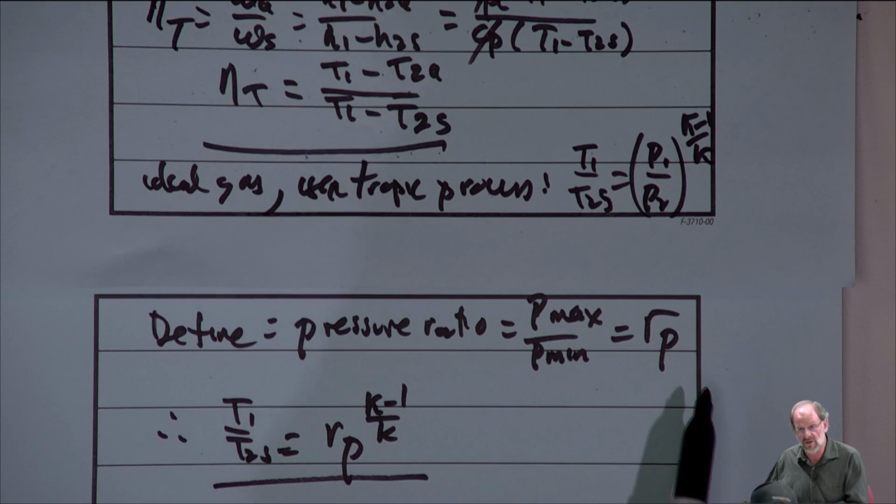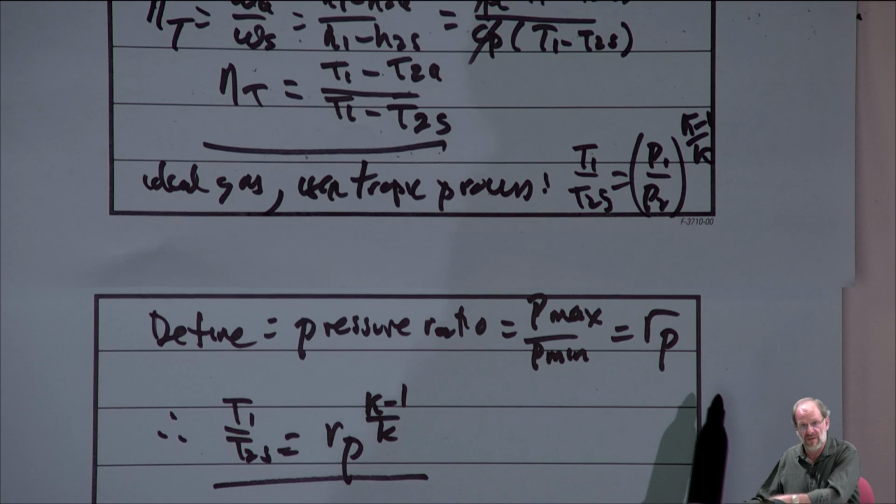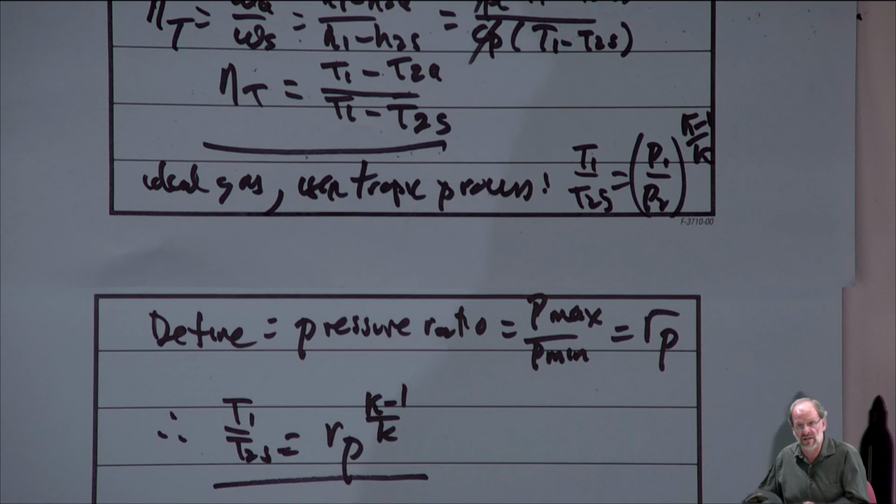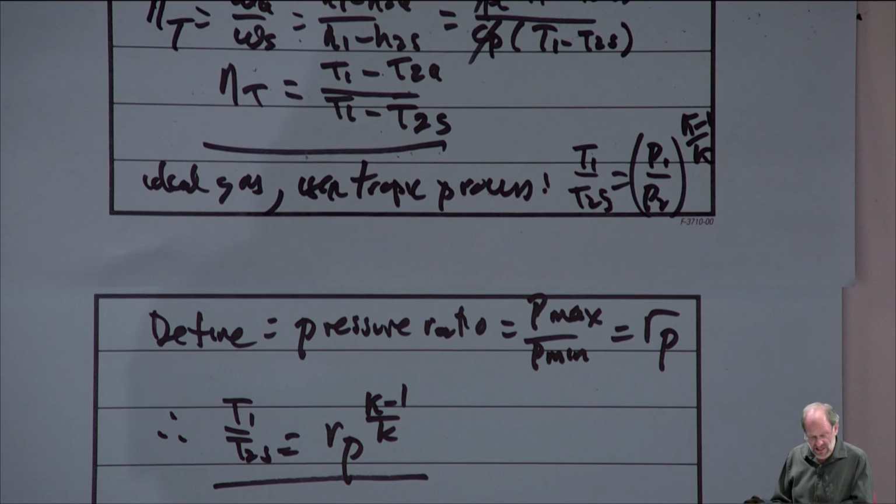In some problems, you'll be given the actual pressure P max and P min. In other problems, you won't. You'll simply be given the pressure ratio. The fact is, you don't need the actual pressures, right? All you really need are the pressure ratios. To solve a problem like we did previously with a pure substance like water or the refrigerant, well, then it's not enough to just know the pressure ratio. We actually need the pressures at the inlet and at the exit. All right, so this allows me to find T2S.